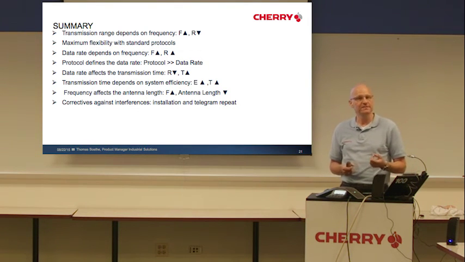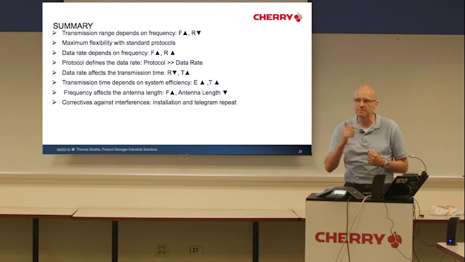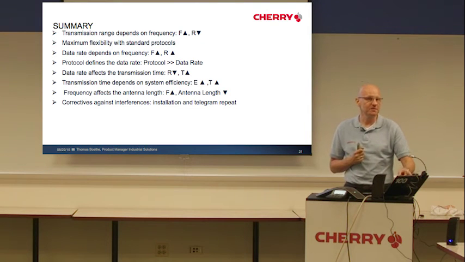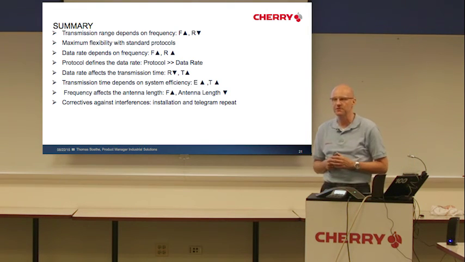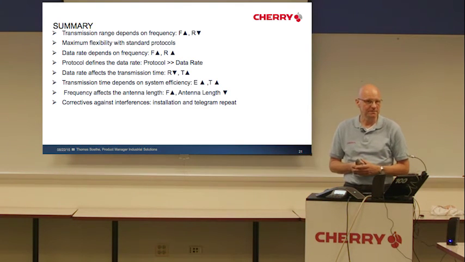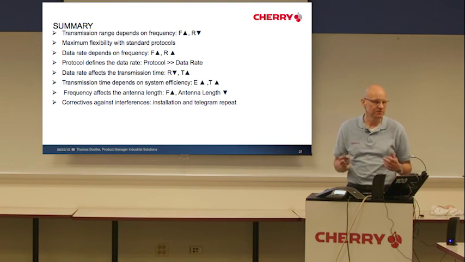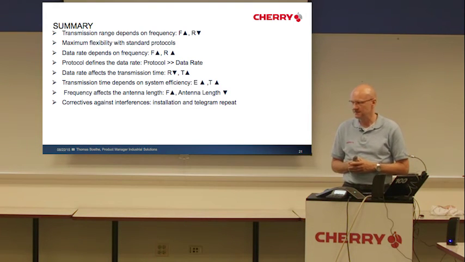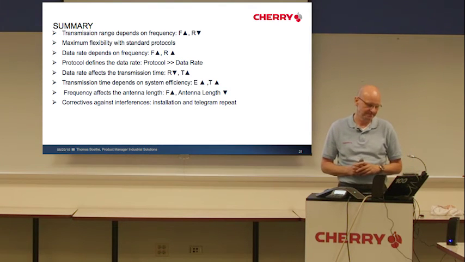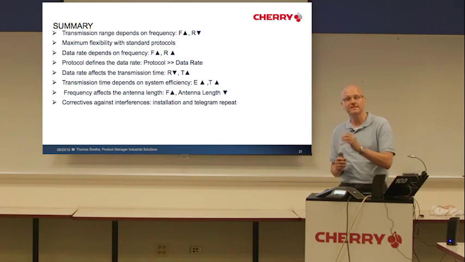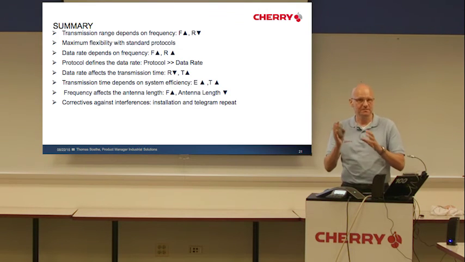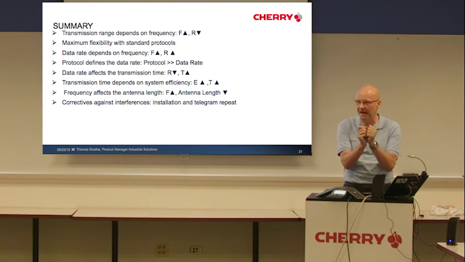The data rate depends on the frequency. Remember, high frequency means high data rate. Data rate is the speed of the data over the transmission channel. 2.4 gigahertz systems have very high transmission data rates. Wi-Fi, for example, very, very high. Zigbee, 250 kilobits. And lower frequencies, like 915, have lower data rates. The protocol defines the data rate. This means data rate and protocol are combined together.